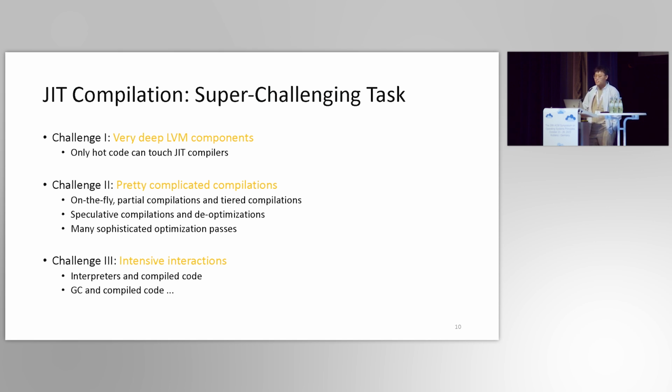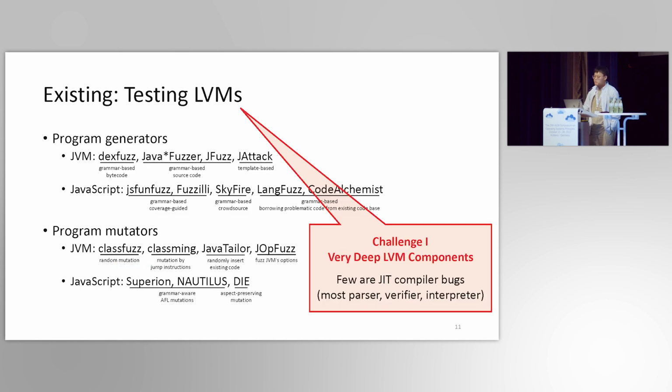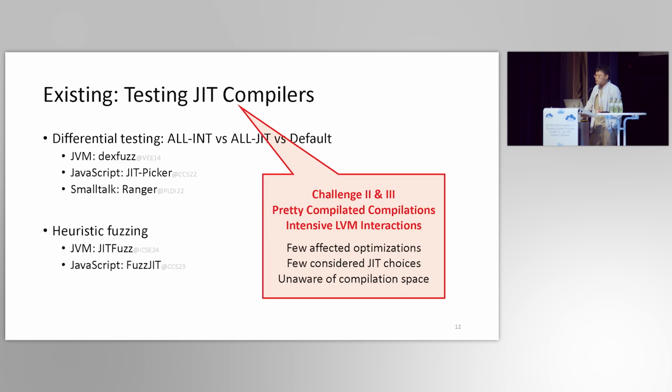To test them, there are three challenges. First, JIT compilers are very deep VM components. Second, JIT compilations are often pretty complicated. And third, the interactions between the JIT compiler and other VM components are often intensive. This has sparked much existing work to test VMs like this. But we realize that few bugs found by them are JIT compiler bugs, and most cannot even reach the very deep JIT compiler. There are also works focusing on JIT compilers, but they overlook the other two challenges that we have mentioned.